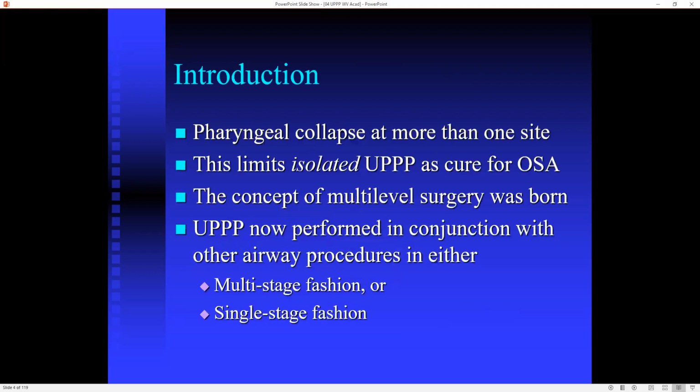So you have to understand that pharyngeal collapse occurs at more than one site in the majority of patients. This limits the isolated UPPP procedure as a cure for obstructive sleep apnea to a small number of individuals. And once this was understood, the concept of multi-level surgery was born. This was spearheaded at Stanford University in California in the late 80s. And so now the UPPP is often performed in conjunction with other airway procedures, either by itself or in multi-stage fashion.